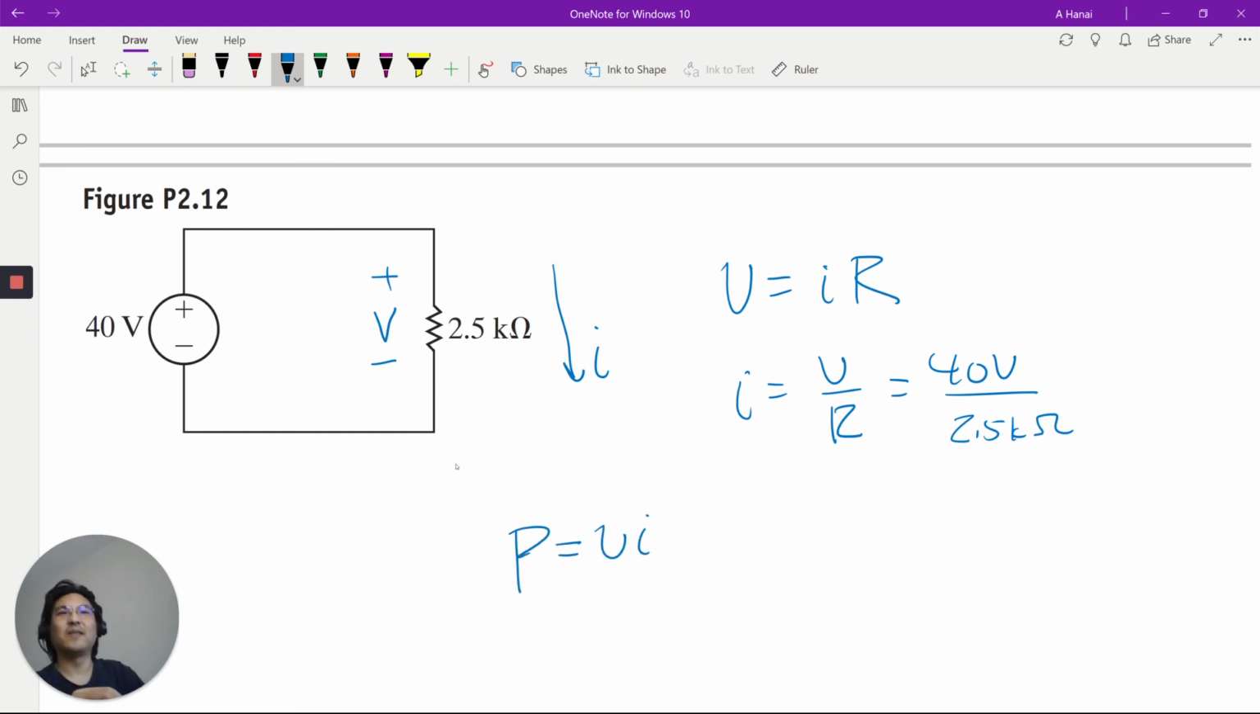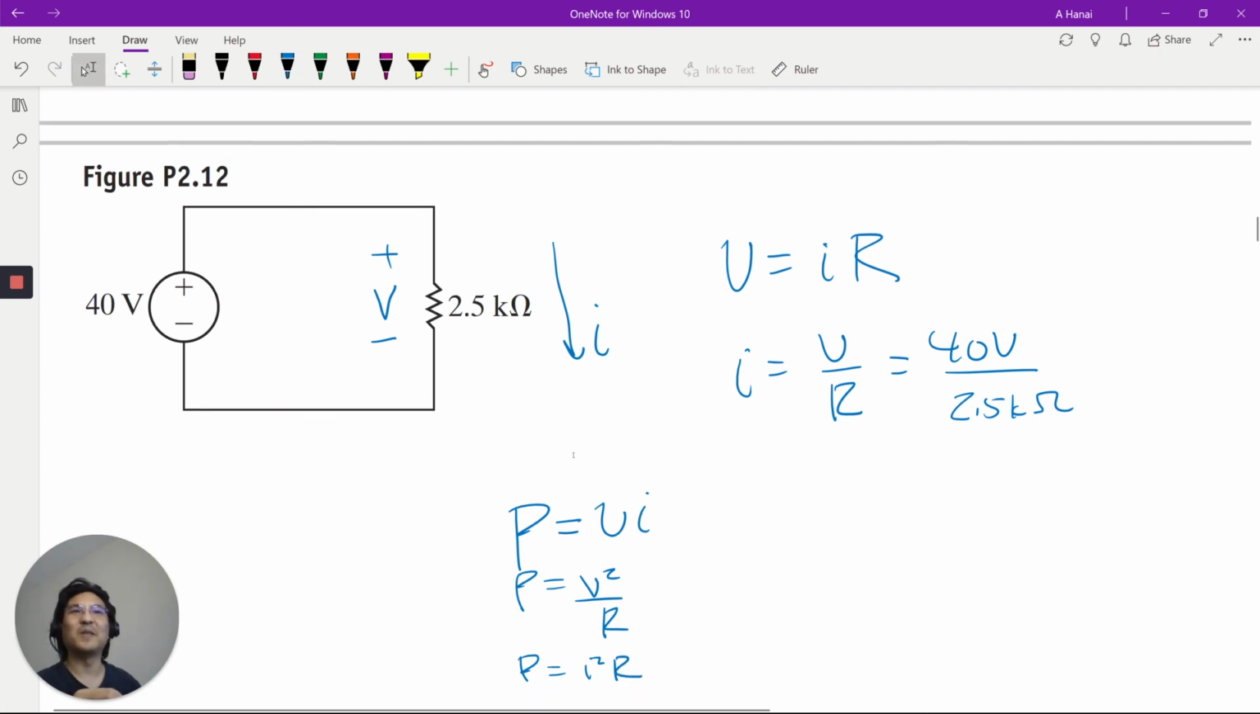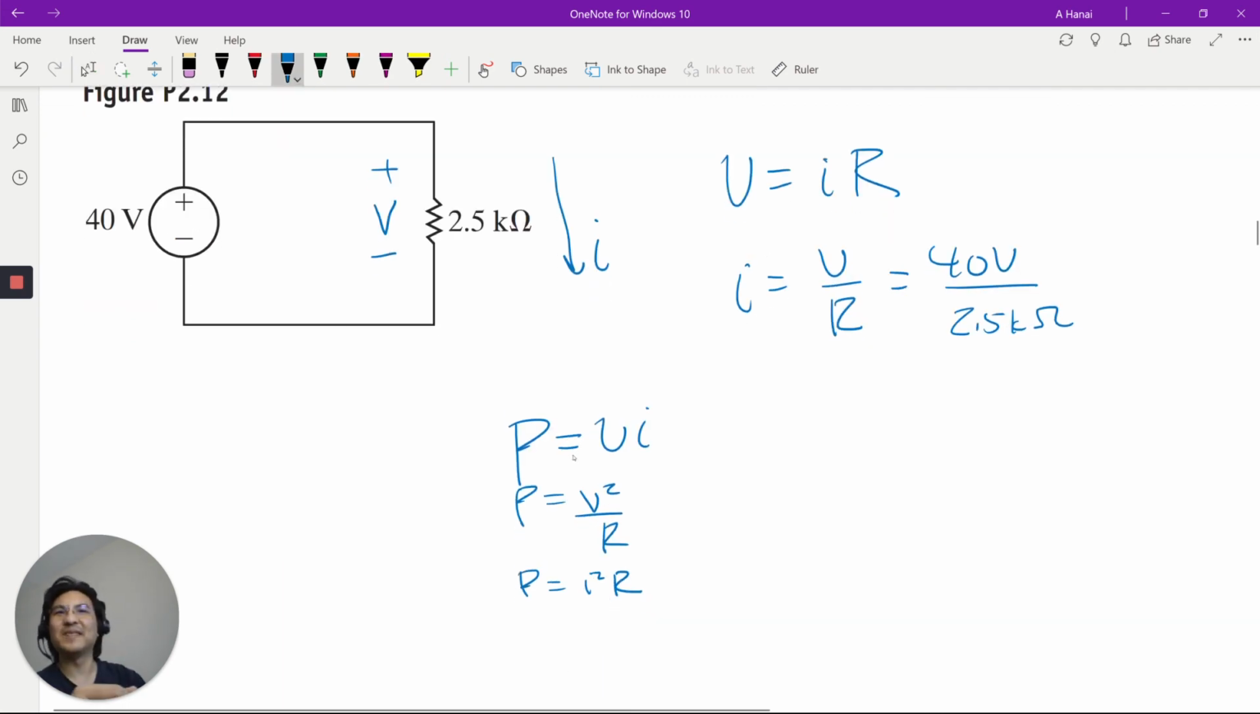Right, which of these three would you use? I mean, they're all correct. I already know voltage, I already know the resistance, so immediately I can just plug this in right here, right? That's it, and then I got this answer, right?